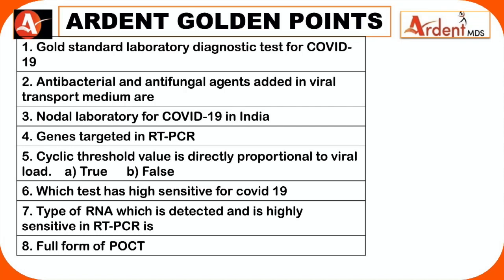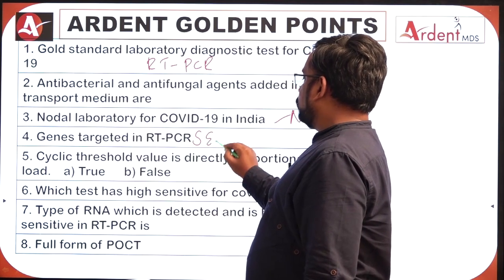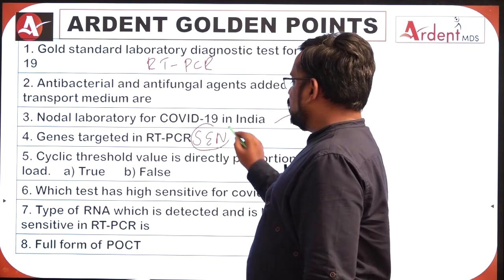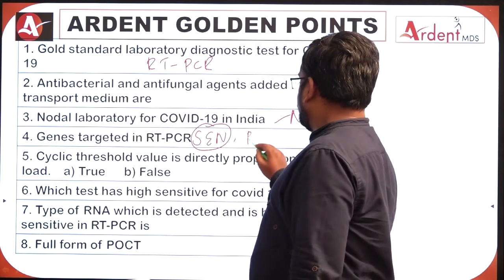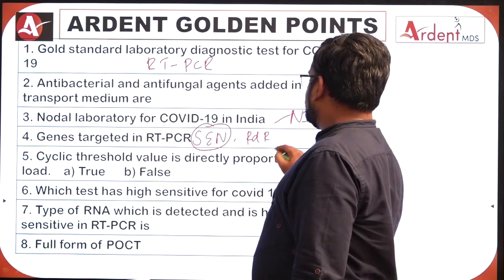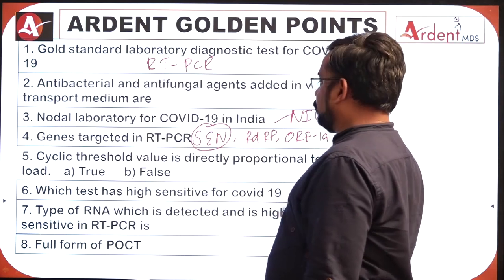Nodal laboratory for COVID-19 in India is NIV, that is National Institute of Virology, in Pune. Genes targeted in RT-PCR are semi-confirmatory and confirmatory. Semi-confirmatory are spike protein, envelope protein, nucleoprotein, so those genes which control these proteins. And confirmatory genes are RdRp, that is RNA dependent RNA polymerase, and ORF, open reading frame.